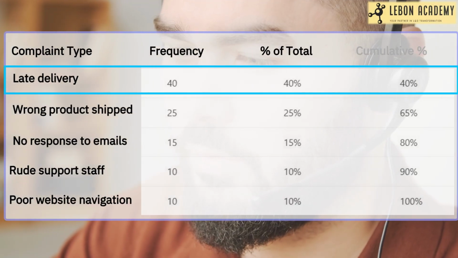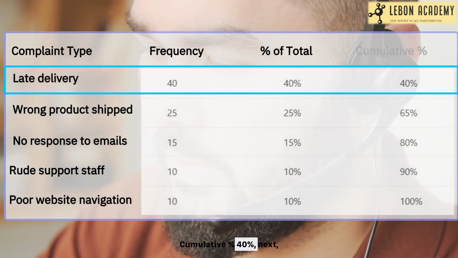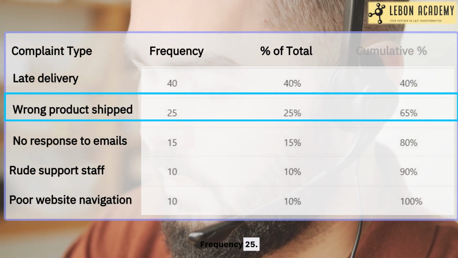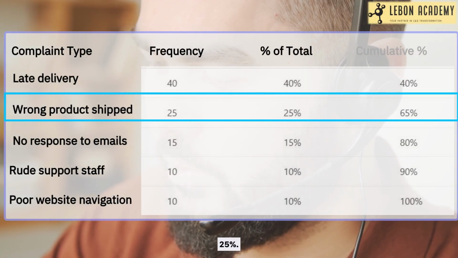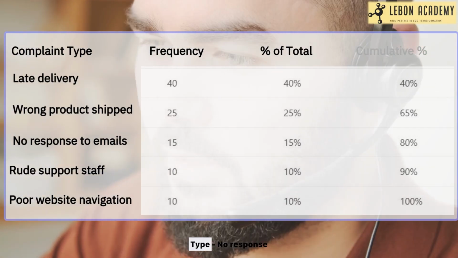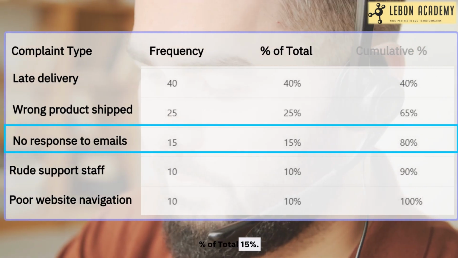Frequency 40% of total, cumulative percent 40%. Next, complaint type: wrong product shipped. Frequency 25% of total, cumulative percent 65%. Next, complaint type: no response to emails. Frequency 15% of total.